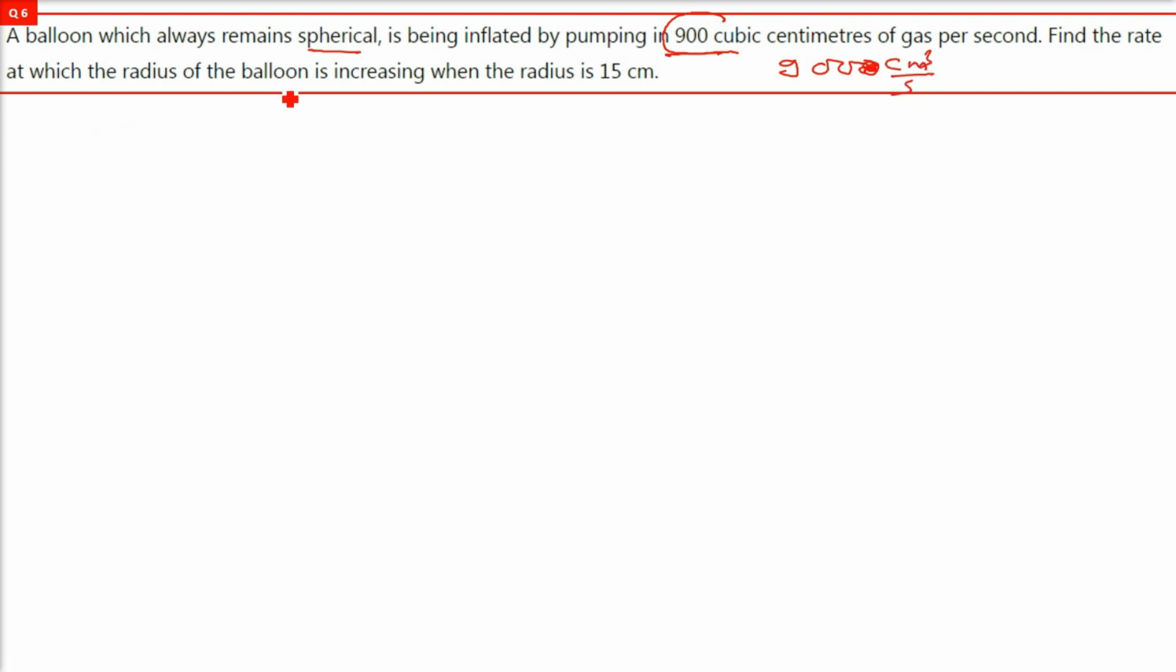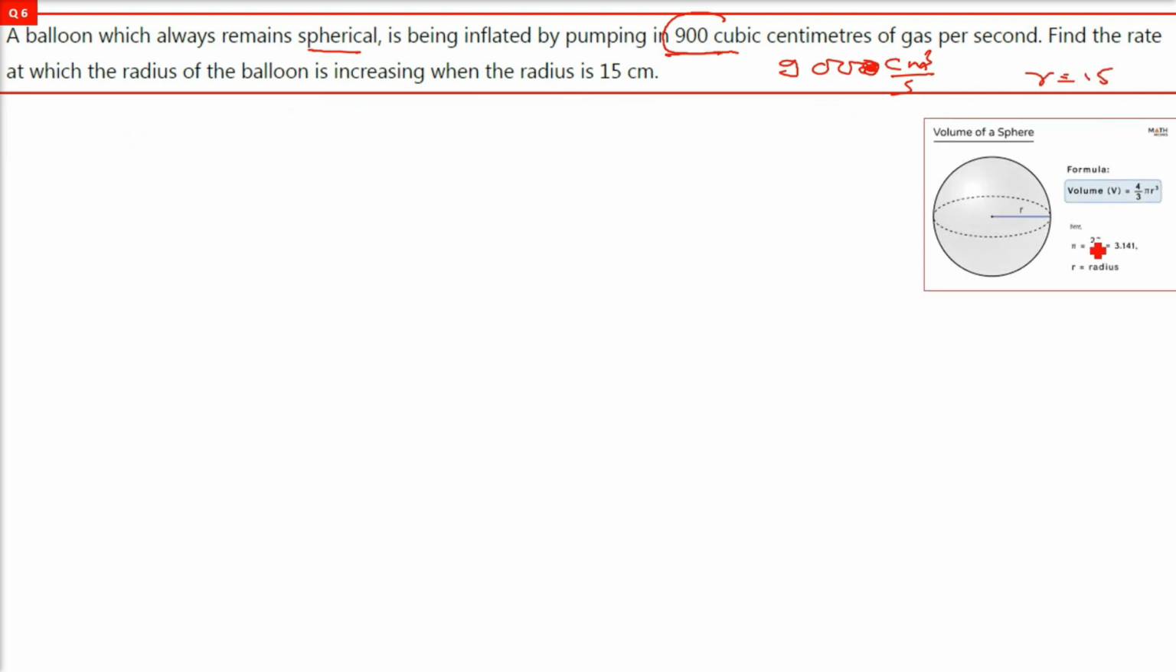So this is volume you're talking about. Centimeter cube, that means volume. Centimeter square, that means some area. So the radius is given. At what point do we have to find out?